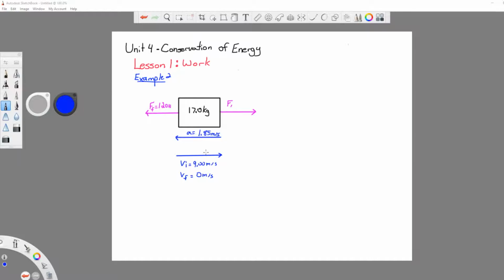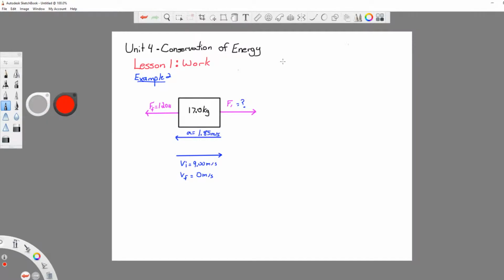This question is asking us to determine the work done by this force 1 in order to bring it to rest. Okay, well, I think that's within our capacity here. Let's switch our colors up and start solving.